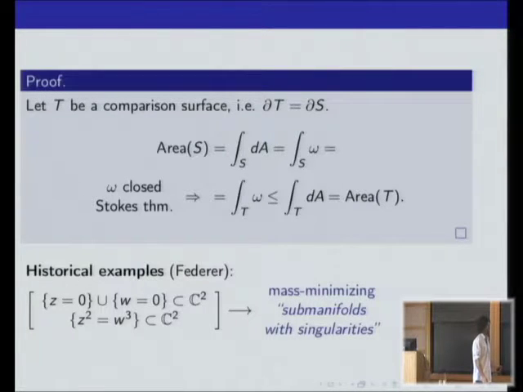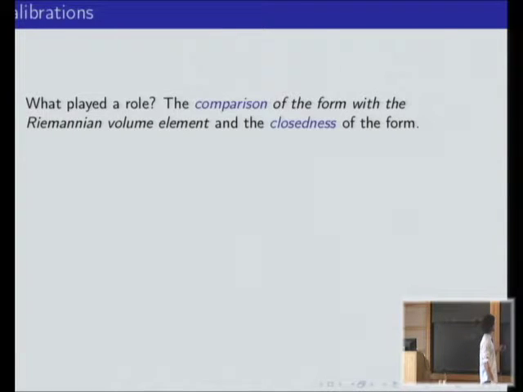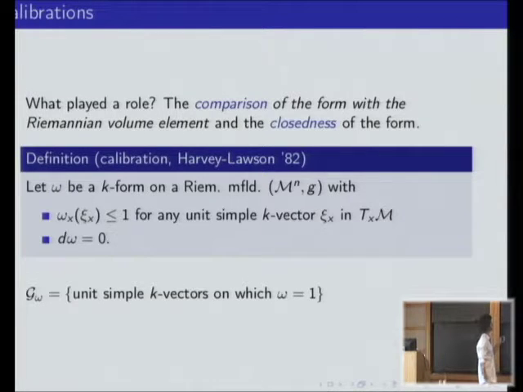And of course, Federer was working in a framework of geometric measure theory, so singular points are one of the main objects you have to deal with there. So now we can generalize the whole discussion. Remember that everything we used here was the fact that we have a good comparison of the differential form that we've been given, omega in the previous example, with the corresponding Riemannian volume element of the correct dimension. So we had this comparison, and we have the closedness of the form. Now, these are the only two features we used in the proof of the fact that that surface was a minimizer of the area. And these are the features we keep to define, in general, a calibration. So the concept of calibration appeared in its final version in the paper by Harvey and Lawson in '82.